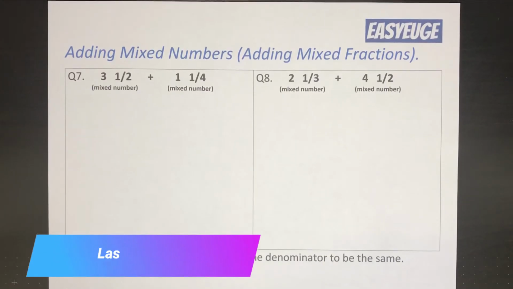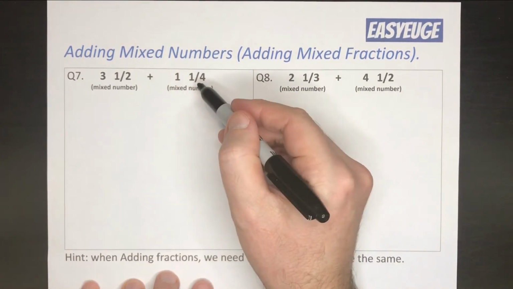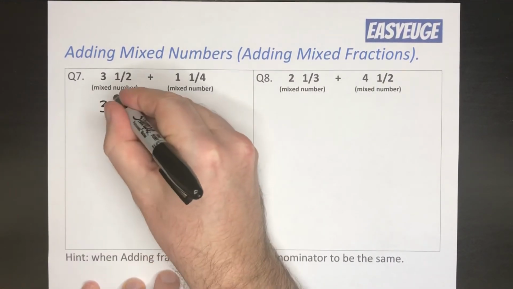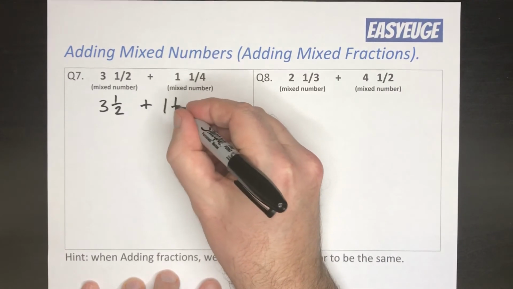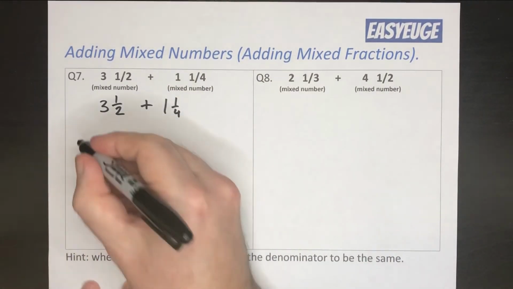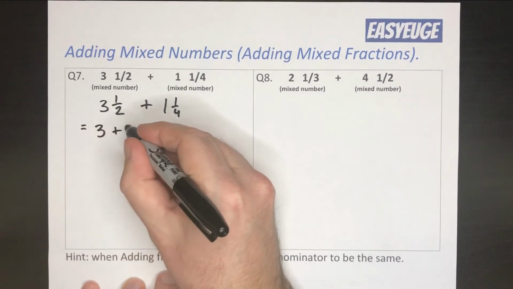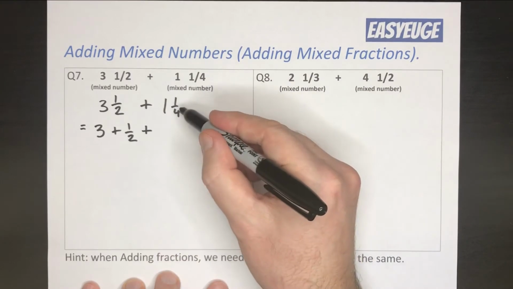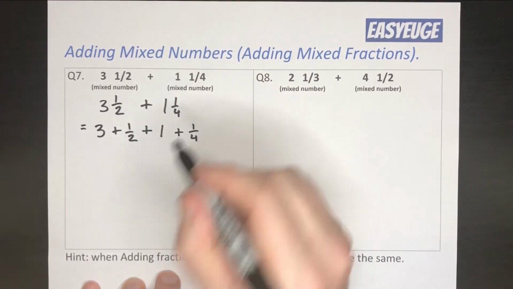The last two examples in this video are 3 1/2 plus 1 1/4. Let's see what's going to happen in this one. 3 1/2 plus 1 1/4. We know to break this up: 3 1/2 is 3 plus 1/2. And now let's add on 1 1/4. Let's add on the 1 and add on the quarter.